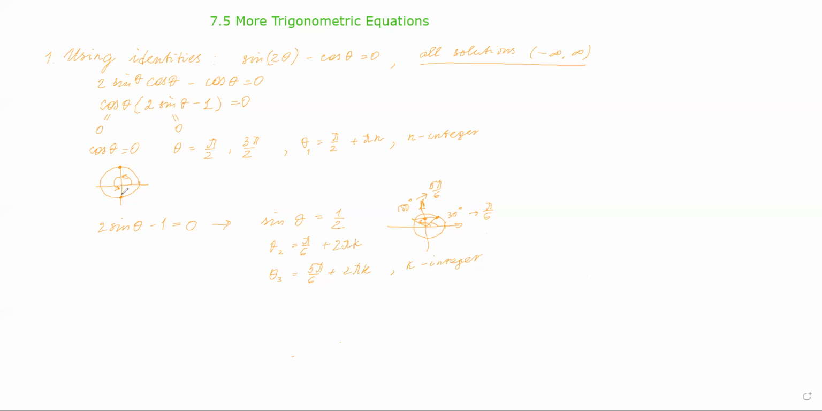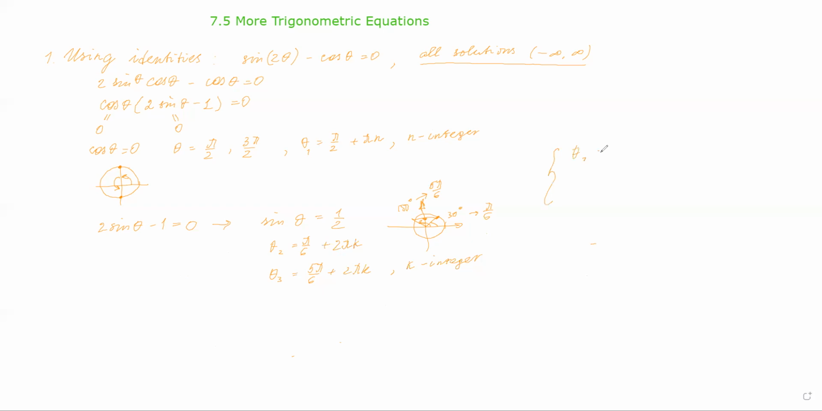Actually, you can write it down as two solutions: pi over 2 plus 2 pi k, right? And 3 pi over 2 plus 2 pi k. Just a simpler way to write it down. Now I'm going to combine all three solutions and give the final answer.